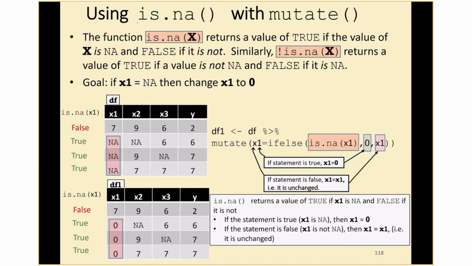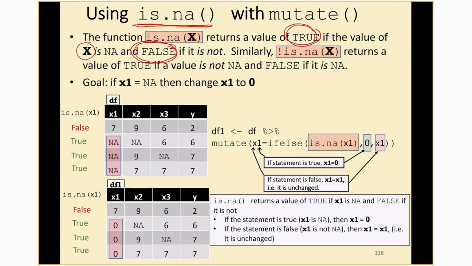is.na is the next function. is.na performs a logical test. It returns either TRUE or FALSE, and it depends on the value of x. So if x actually is NA, then the function returns TRUE. If x is not NA, then the function returns FALSE.